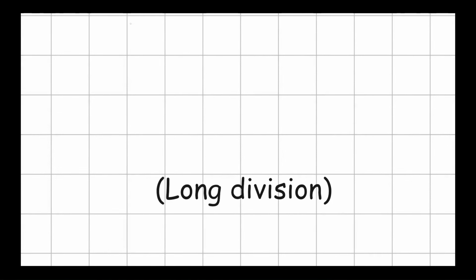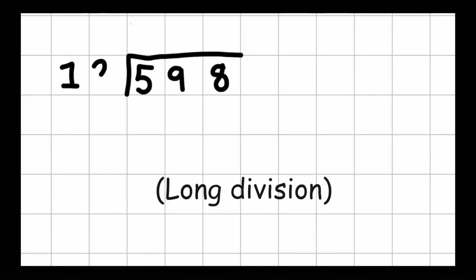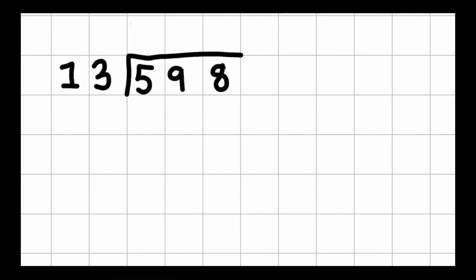So now we're going to do an example together. We're going to do 598 divided by 13. So we're going to start with looking at 500. I can't fit any group of 1300s into 500s. Instead of looking at 500, we're going to look at 59 tens.